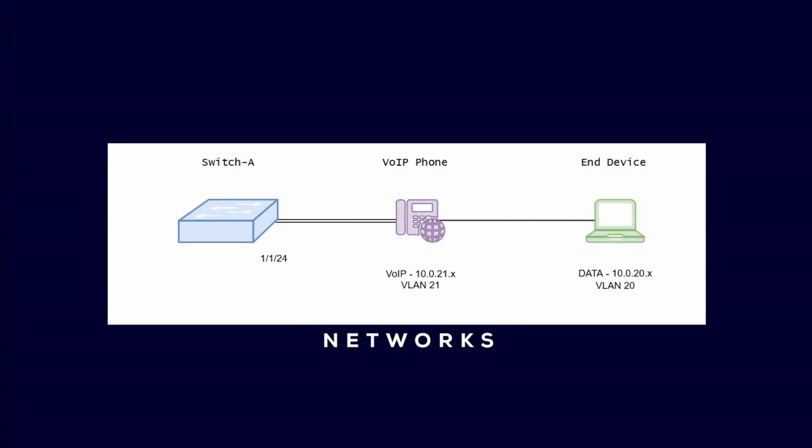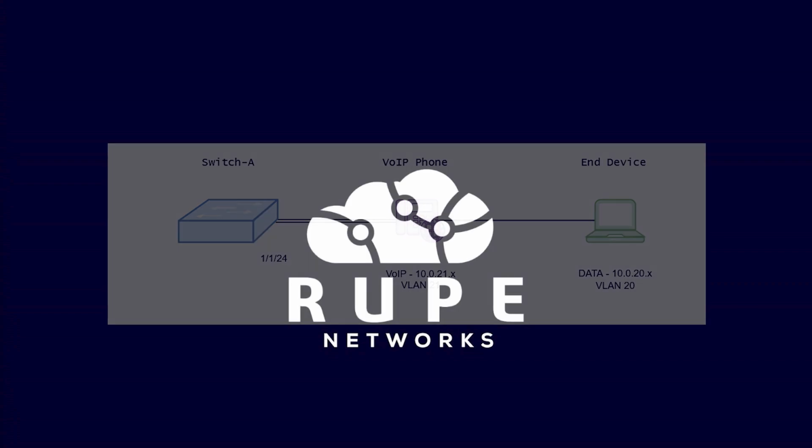We have our VoIP phone connected to our switch, then our end device connected to our VoIP phone. Both the end device and VoIP phone are in independent VLANs with independent subnets.